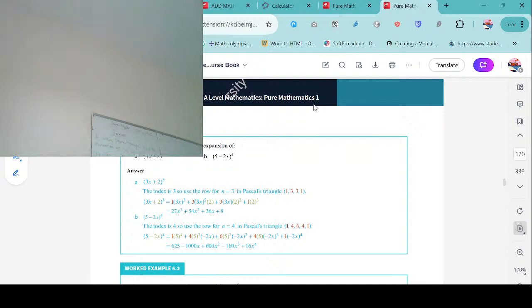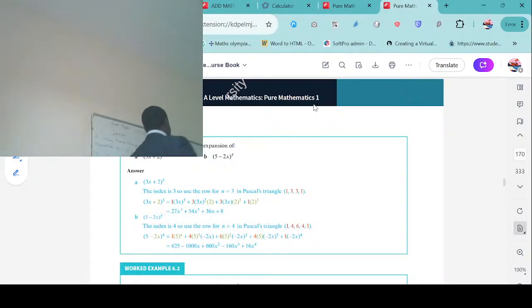a raised to the power of 4 plus 4a cubed b plus 6a squared b squared plus 4ab cubed plus b raised to the power of 4. So this is going to give you 5 raised to the power of 4 plus 4 times 5 raised to the power of 3 times negative 2x plus 6 into 5 squared times (negative 2x) all squared plus 4 into 5 times (negative 2x) all cubed plus (negative 2x) raised to the power of 4.